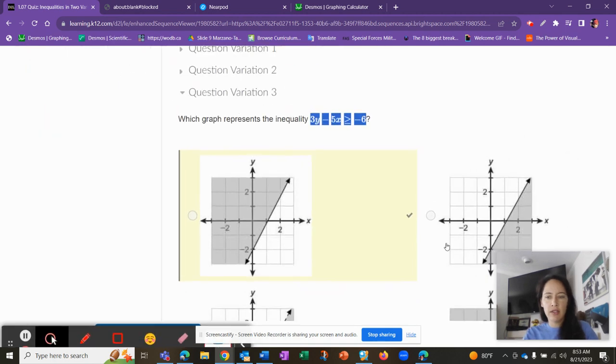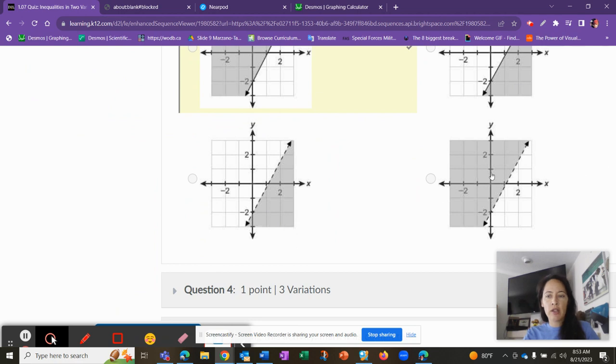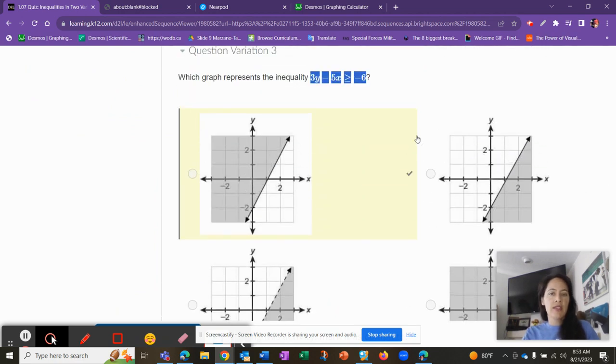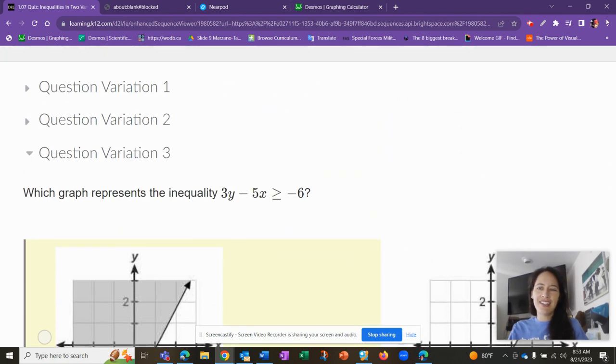Let me zoom out. This one's shaded below, dotted line, shaded above. That was using technology. So what do we do if we don't have technology? If you watched the Nearpod and you checked out the Nearpod help video, I solved one and something happened and all of our technology, poof, went away. Well, we'll need to put it into y equals mx plus b form.